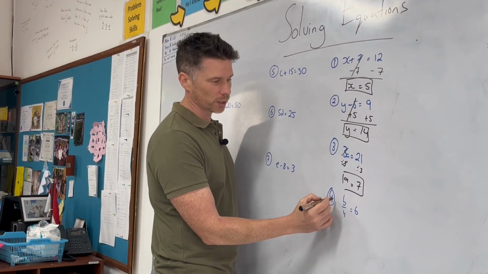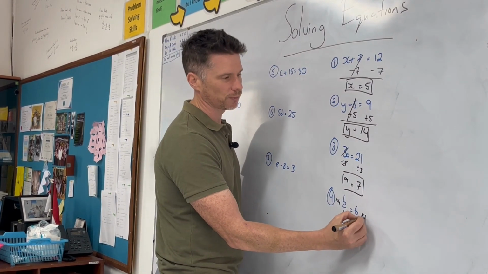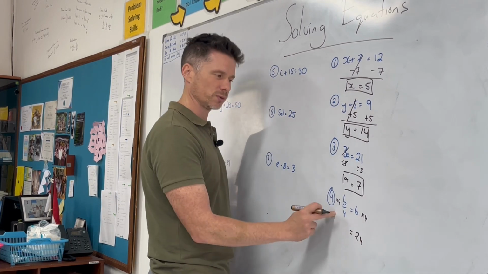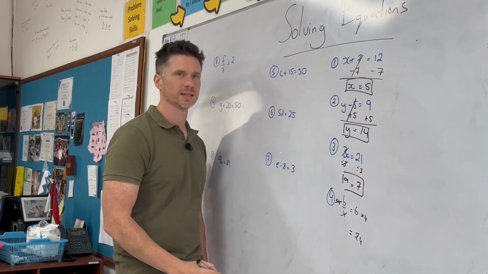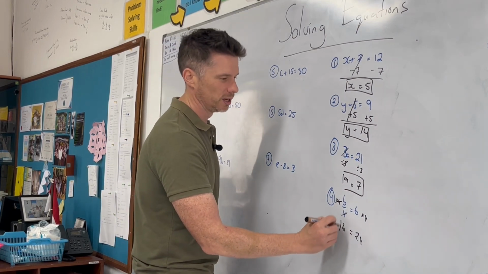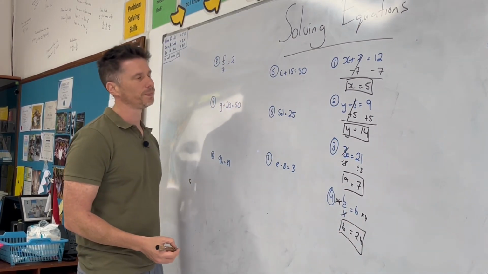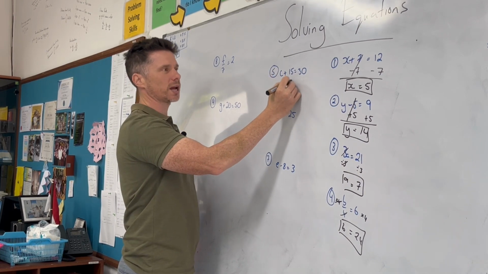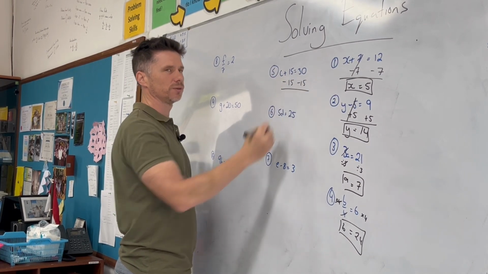Divide by 4. So I multiply both sides by 4. 6 times 4 over here is 24. What happens over here? Well, these 4's nicely cancel each other out, so we're left with the letter B is equal to 24.